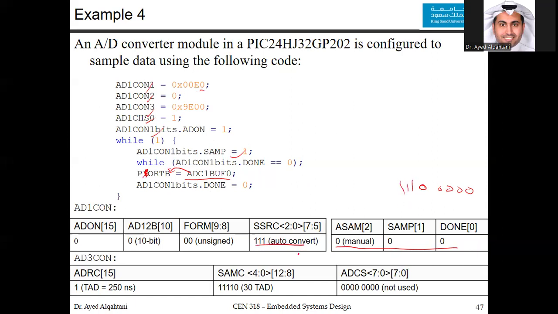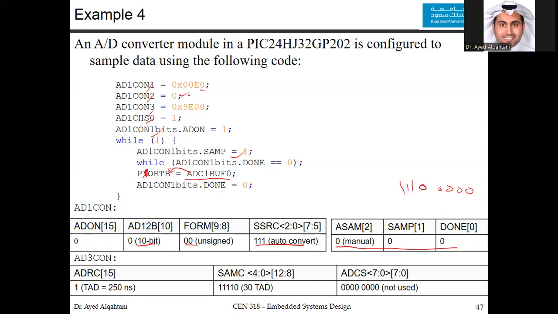So now we have auto-convert. We know that we have auto-convert. Continue. The rest are zeros. So everything here is 0. From that, we know that we choose 10 bits. And the form is actually unsigned, 0, 0. And currently, the ADC is off.